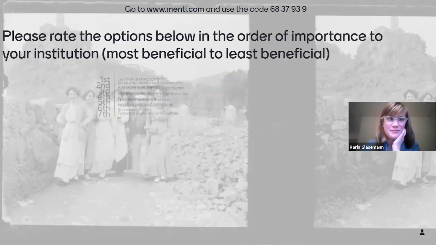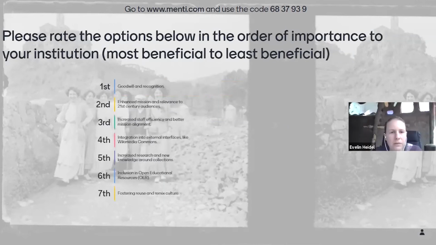Sorry. Do we want to go to the next question in the poll, maybe? Now we're asking you to tell us, in order of importance to your institution, the most important benefits that you see from open access.